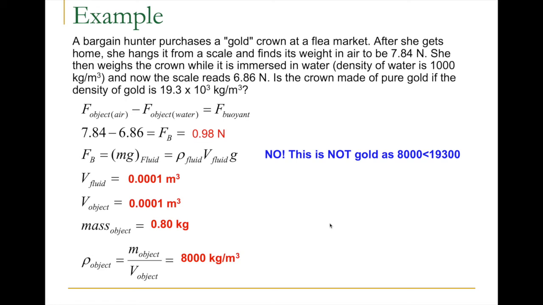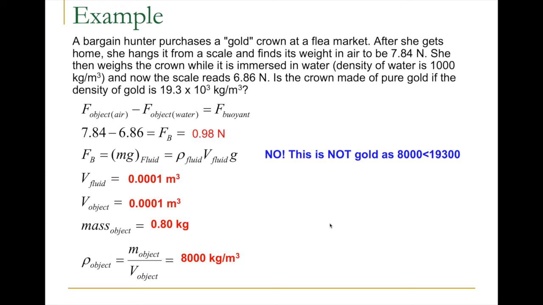So he hired Archimedes to determine whether the crown itself was pure gold or if it was a mixture of gold and some other materials. What Archimedes did is something very similar to this problem that you see before you. We take the crown and we weigh it in the air. In this example, it's 7.84 newtons. Then you weigh the crown when it is immersed in water, and you get another scale reading, which in this case is 6.86. We know that the difference between the forces is because of the buoyant force.